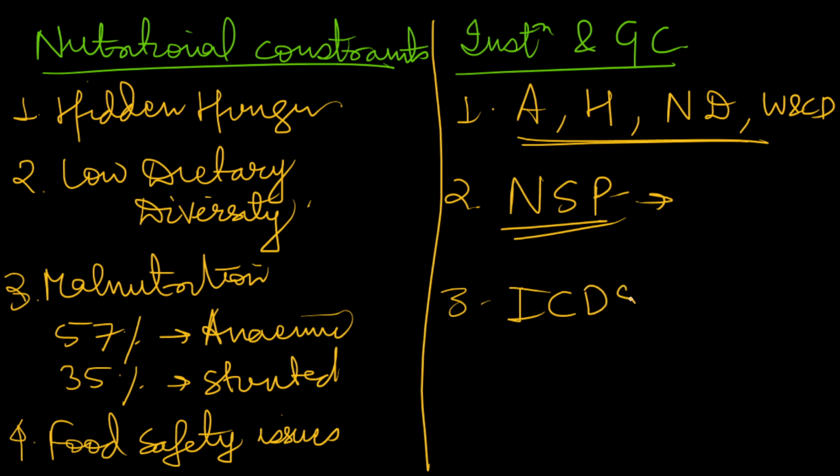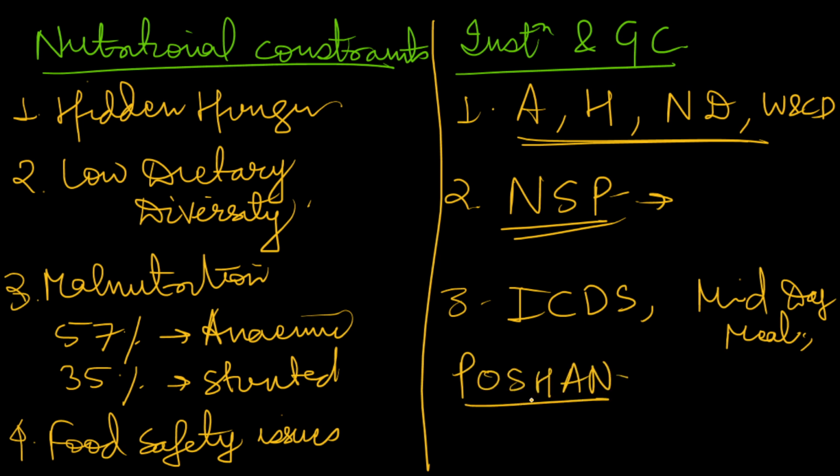There is also poor implementation of policies. There are certain policies such as the Integrated Child Development Scheme, the midday meal scheme, and Poshan Abhiyan, but there are still huge issues in these policies. They are not well implemented on the ground. Some areas are doing well, but in most areas they are not properly implemented. So these are some of the constraints related to food and nutritional security.